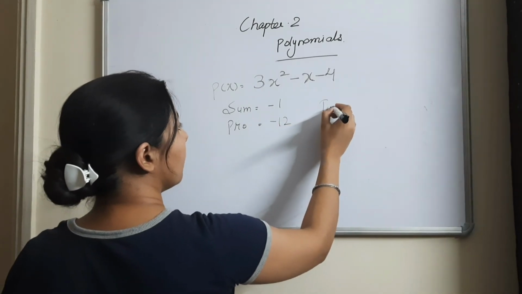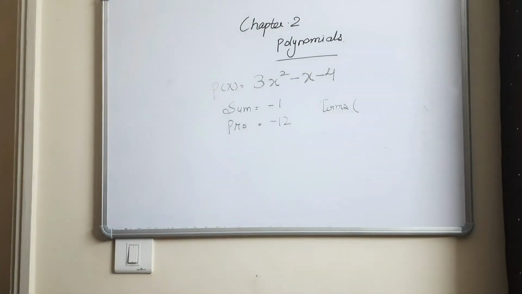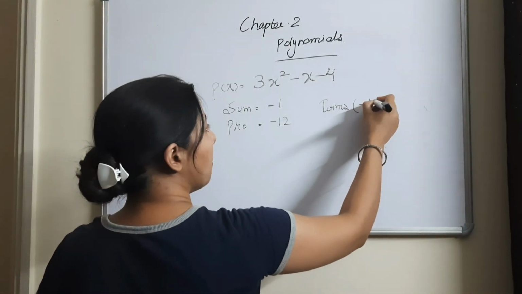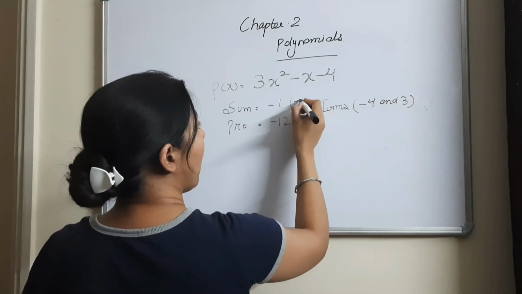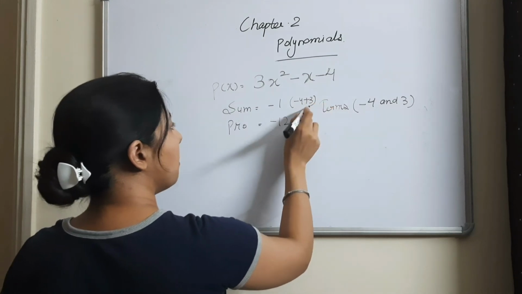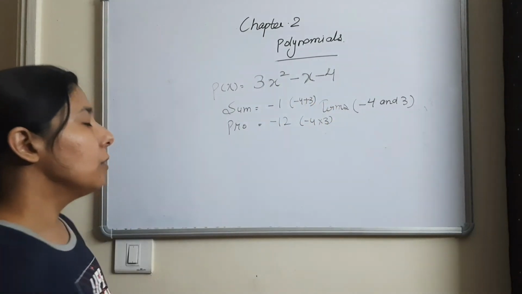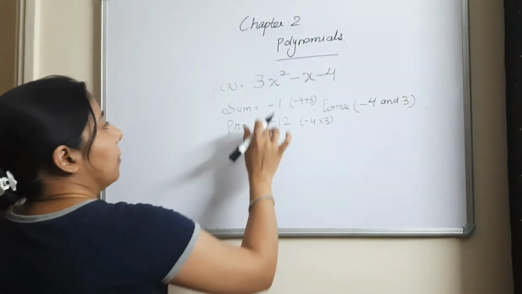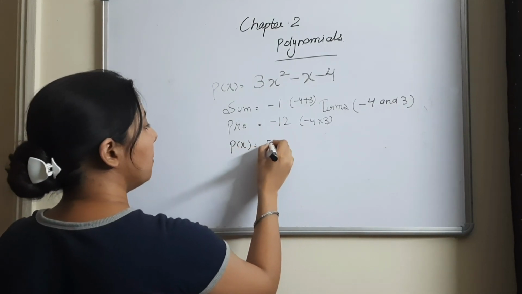The terms are, yes, think of the terms. The terms are, okay, the terms will be minus 4 and 3, because minus 4 plus 3 makes minus 1 and minus 4 multiplied by 3 makes minus 12. So this is just a revision question of the topic. Now we will be splitting the middle term.